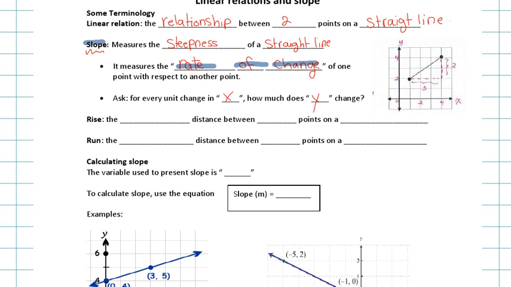Now remember the 2 points, A to B, and we said that we had to go 5 over to the right, and then we had to go 5 up. That up is called a rise. Rise, because you're going up. You're rising. The rise is the vertical distance between the 2 points on a straight line.